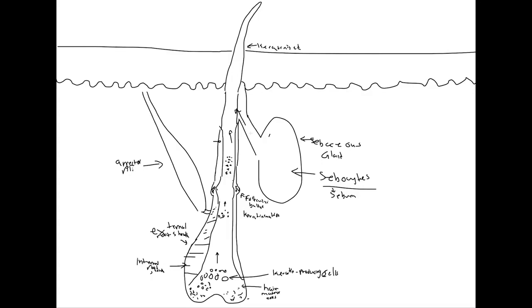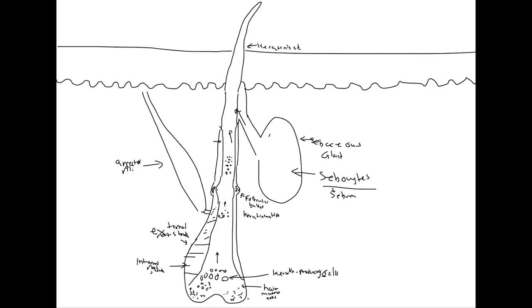The reason for that is that this internal root sheath is going to disintegrate once it reaches the entrance to this sebaceous gland. But anyways, the sebum is going to help make sure that your skin doesn't become too dry as it comes up, coating the hair and reaches the skin.